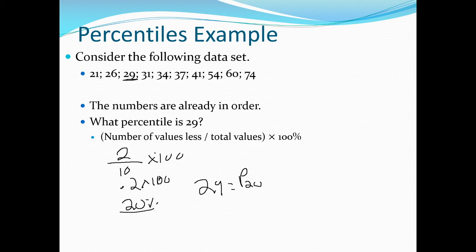And again, this makes sense. If I have 10 numbers and 2 of them are below 29, that means that 20% of my data is less than 29. That's just again, a rule of percentages there.